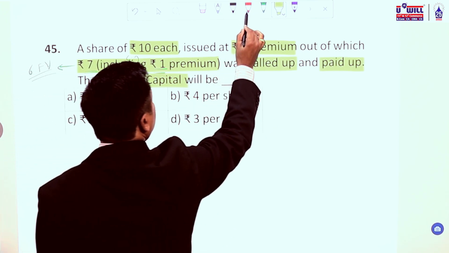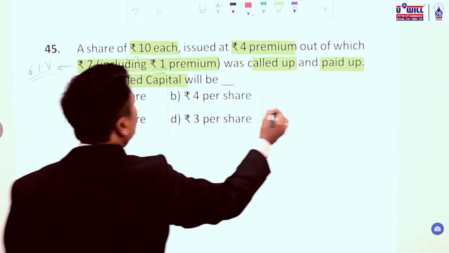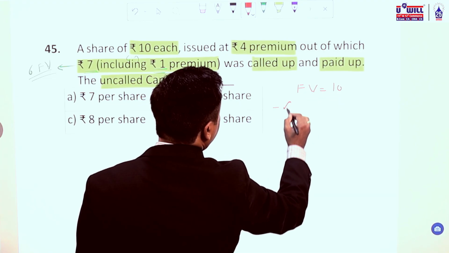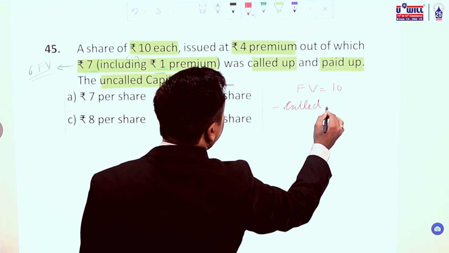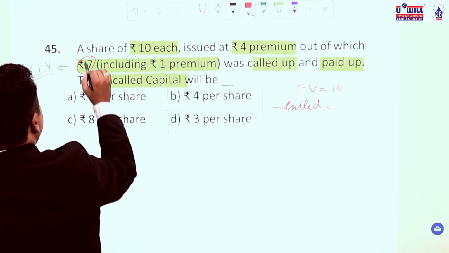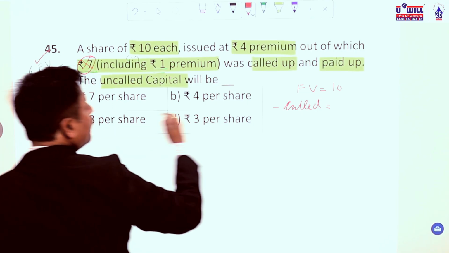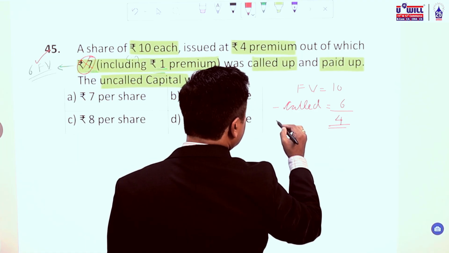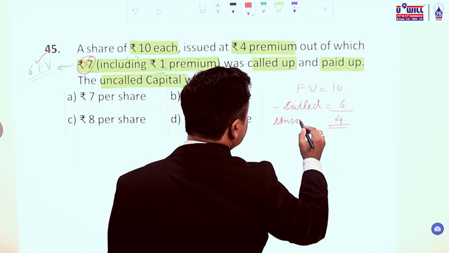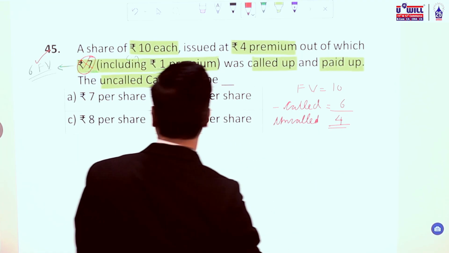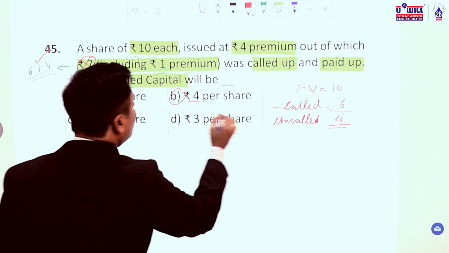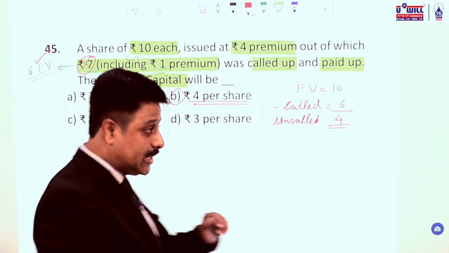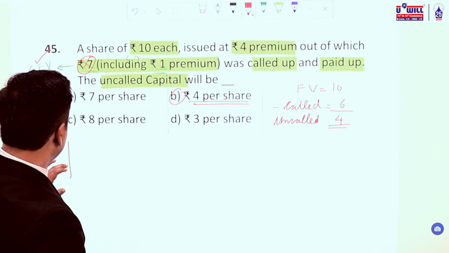Uncalled capital. That's quite simple to answer. Out of 10 rupees face value, how much is called towards the face value? 7, no, sorry, 6. Okay, excluding the premium, 6 is called towards the face value. What is uncalled or not called by the company? 4 rupees. Option B, 4 rupees per share is the uncalled capital. I hope everyone is clear with this. Quite simple question.